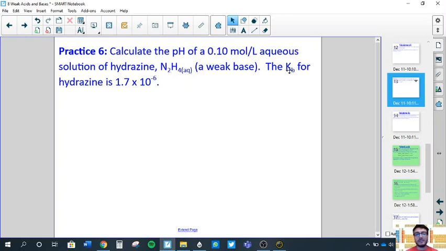Here we have a Kb value though, so we're looking at a base, hydrazine, and here's a formula. So Kb for hydrazine is 1.7 times 10 to the negative 6, and we have a concentration. Again, we're being asked to figure out pH. Okay, so let's do that.